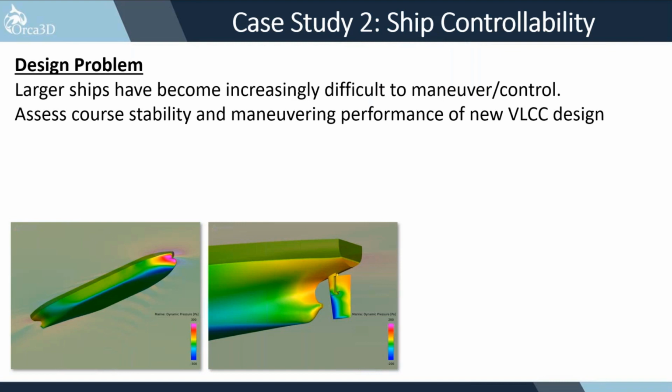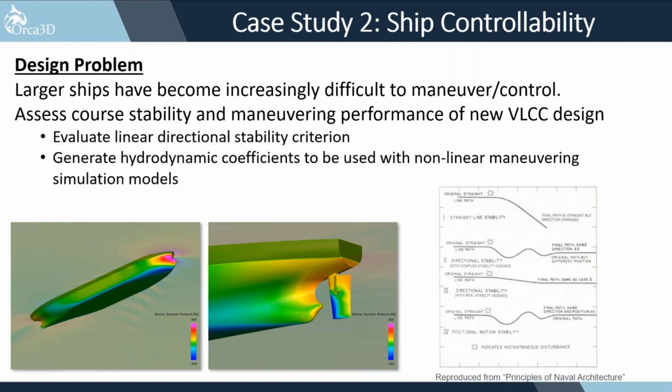You have a horn rudder, relatively small, not quite as effective as a spade rudder. And a lot of these large ships, say a ro-ro or a car carrier, have very large superstructures, which together with the wind can lead to a fair bit of instability. So course stability and maneuvering performance are a very important aspect of these large vessel designs.